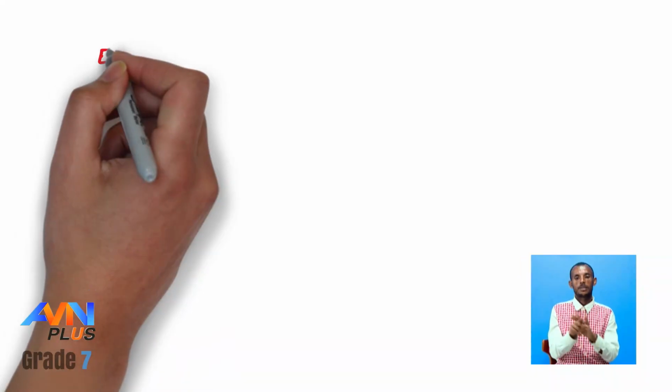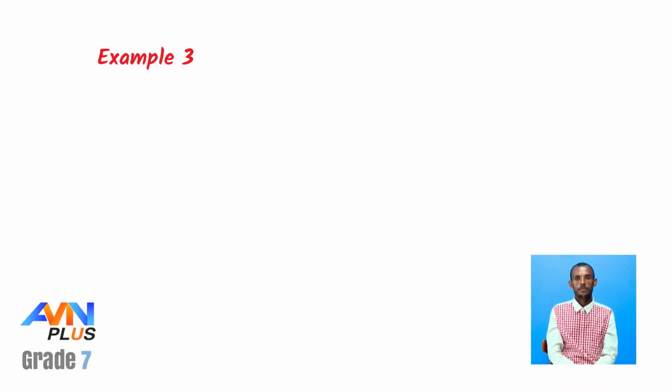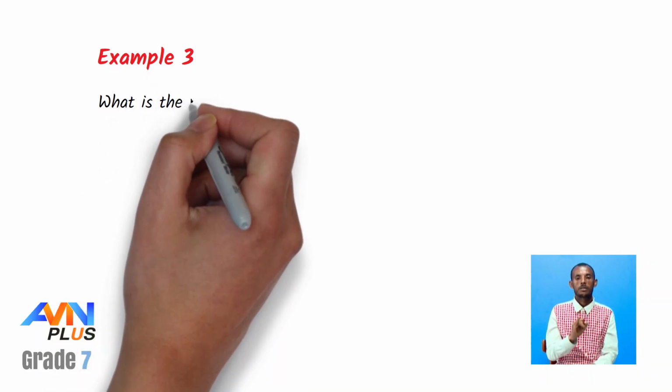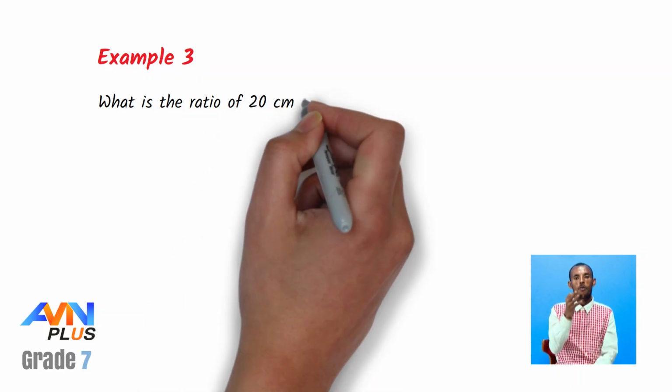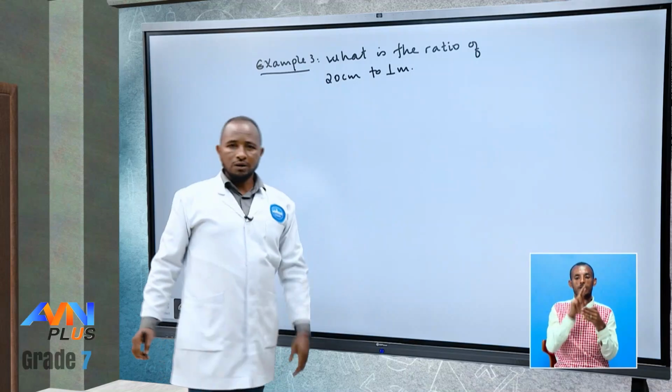Example 3. What is the ratio of 20 centimeter to 1 meter? How do we write the ratio of these two quantities?